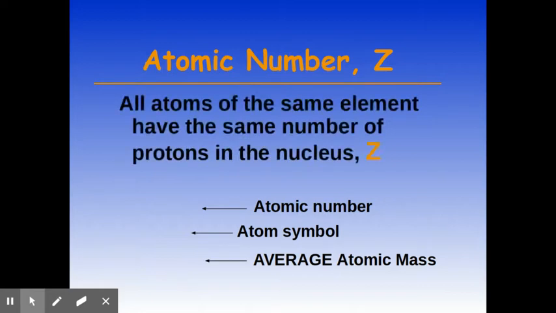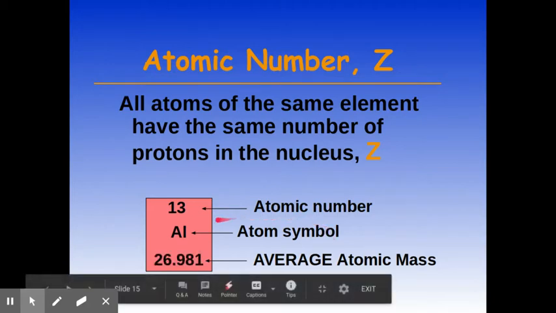All right, so atomic number is Z. This is going to seem a little weird, but we use Z to represent the atomic number. All atoms of the same element have the same number of protons in the nucleus, and that's the atomic number Z. When you look at the periodic table, which we've sent home with you, or is easily available online, the number at the top of the block is the atomic number. That tells you how many protons it has.